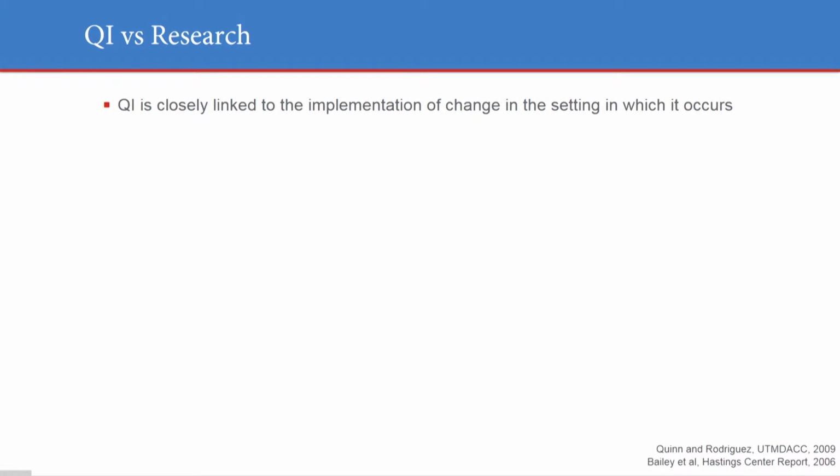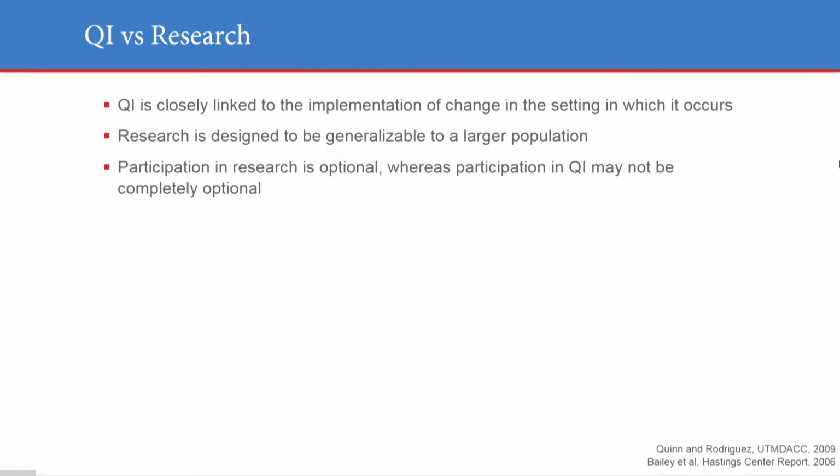Quality improvement, as compared to research, is closely linked to the implementation of changes in the detailed setting in which it occurs. On the other hand, research is designed to be generalizable to a much larger population. Participation in research is optional, whereas participation in quality improvement may or may not be completely optional.